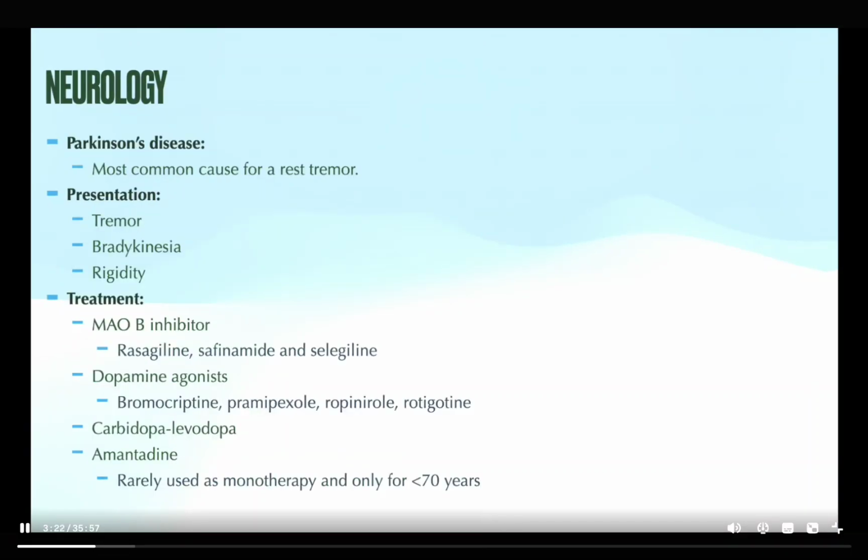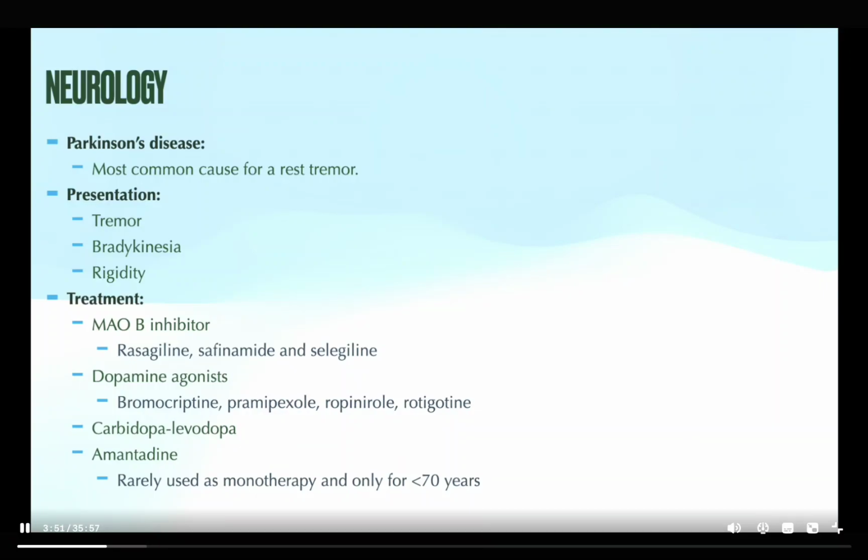Parkinson's disease, this is the most common progressive neurodegenerative movement disorder. It rarely occurs in persons younger than 40 years of age, and it's the most common cause for a rest tremor. So the classic patient with Parkinson's disease presents with a rest tremor, also referred to as a pill rolling tremor, and this is because the patient can appear as though they are rolling a pill in their fingers.